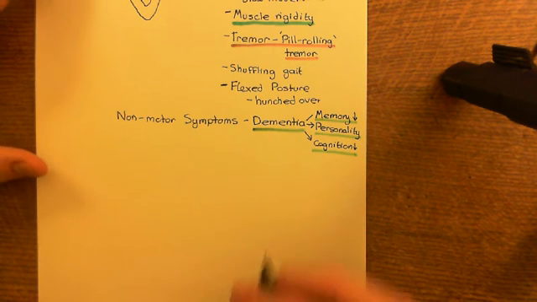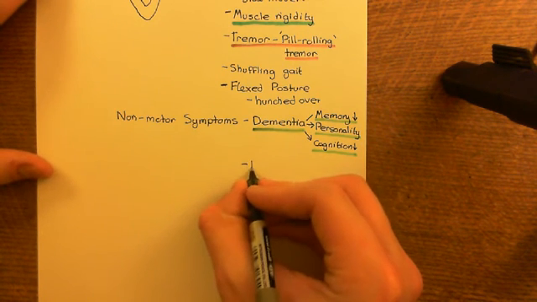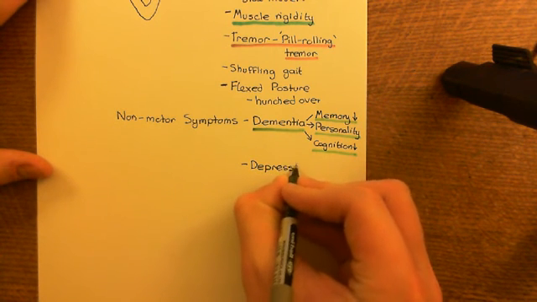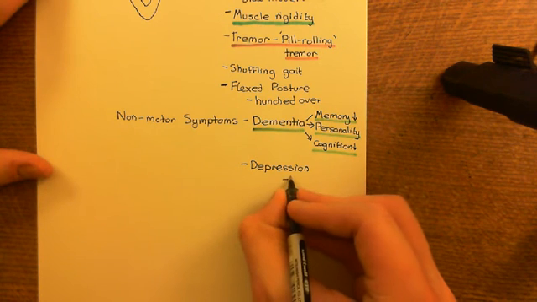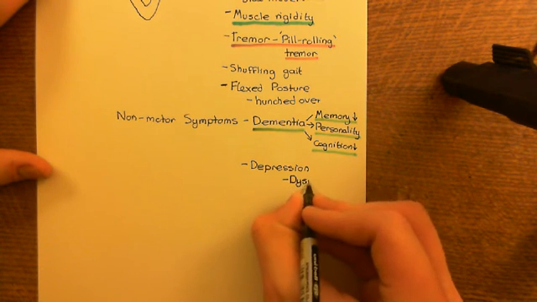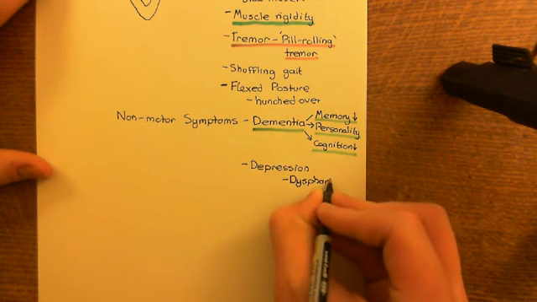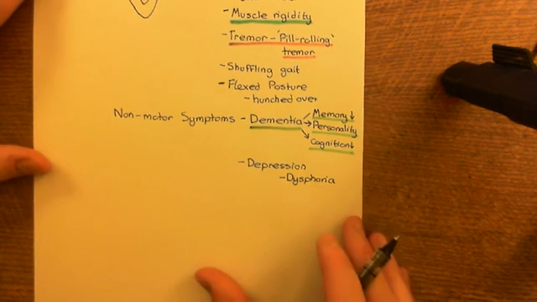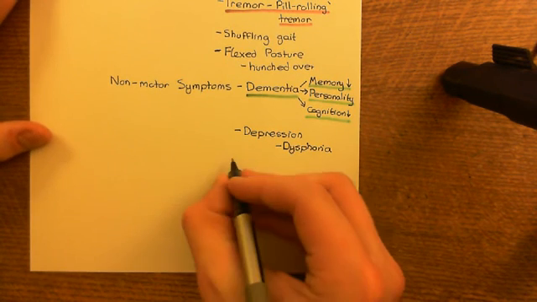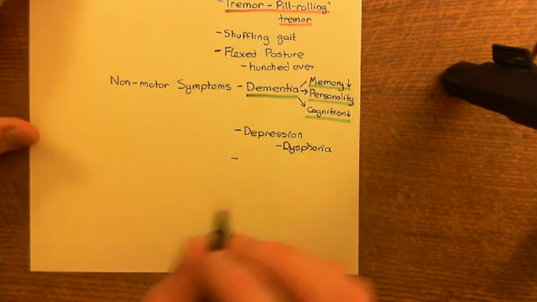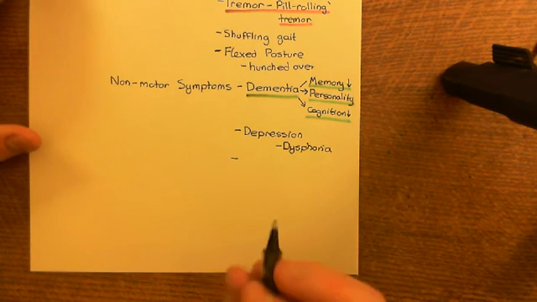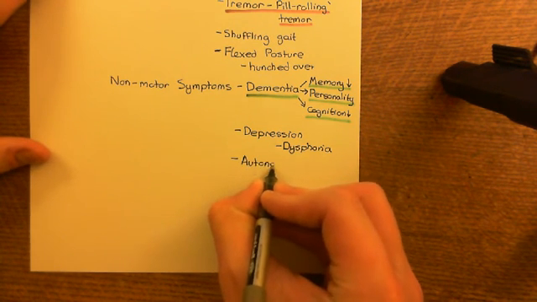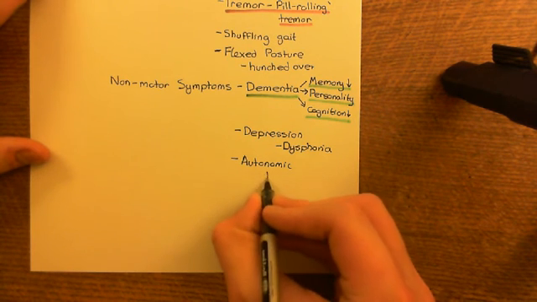Right. Other things that can result: you can become depressed. The cardinal symptom of depression is dysphoria. So a really bad mood, basically. Not feeling happy, either feeling angry or irritable all the time or feeling sad. So dysphoria. And then finally, another non-motor symptom that I want to talk about is problems with the autonomic nervous system. Autonomic disturbances, I'll call them.